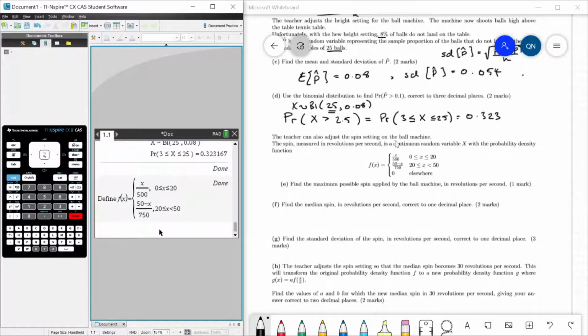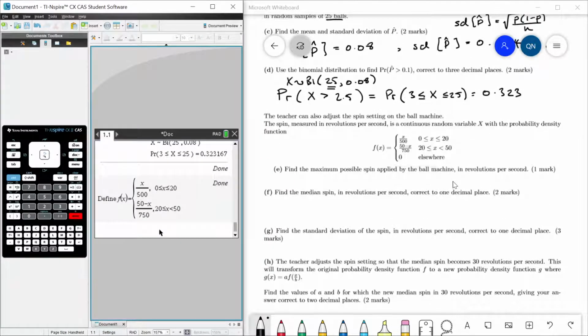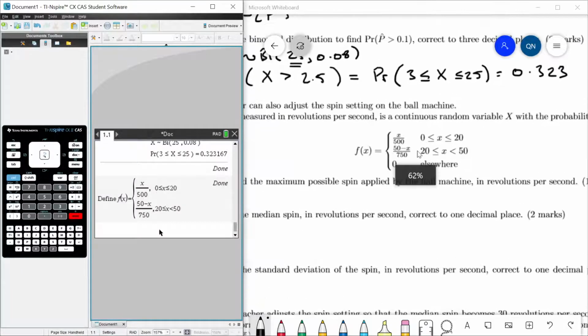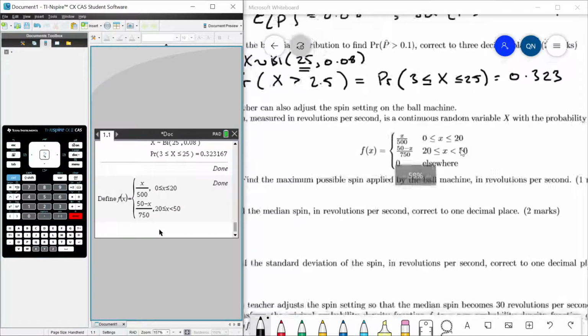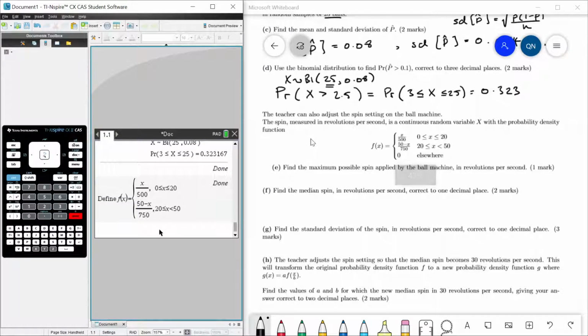Okay. Find the maximum possible spin applied by the ball machine in revolutions per second. Well, the spin is the x values, and we can see that the x values can only go up to 50. Anywhere above 50, the probability of that happening is 0. So the maximum possible spin would be 50.